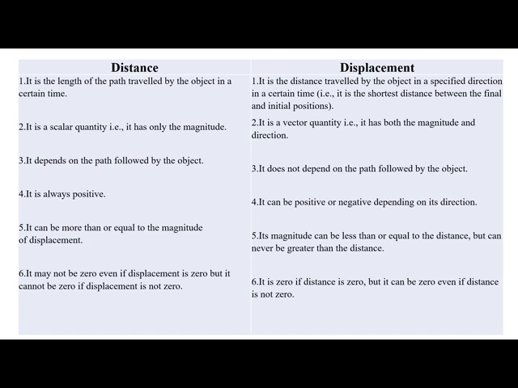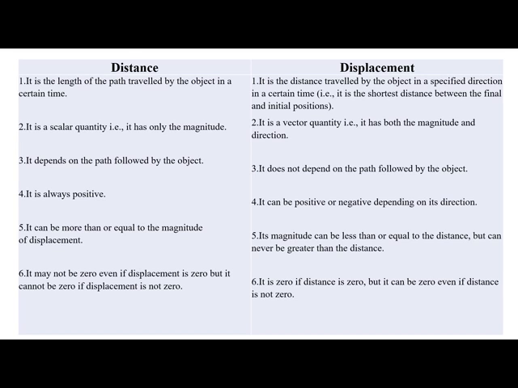And the fifth one is that magnitude can be less than or equal to the distance. That is the important point. So you see, displacement can always be less than or equal to distance. It cannot be more than distance. If it is more than distance, it will not be a displacement, because the definition says that it is the shortest distance. So you remember it is the shortest distance.